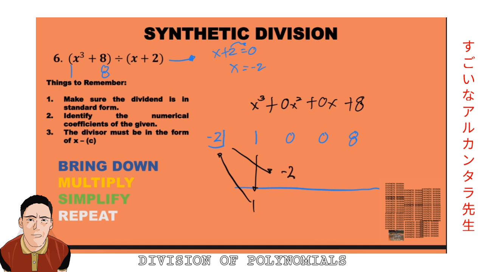Then you write the answer here. You have negative 2. 0 minus 2, negative 2. Negative 2 times negative 2, you get a positive 4. You get a 4 here. 0 plus 4, 4. 4 times negative 2. Then you write it here, you get a negative 8. 0 minus 8, 0. This is your remainder.